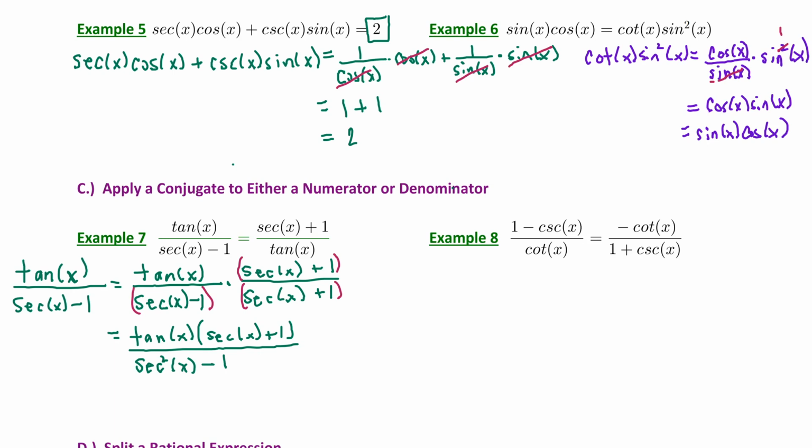Notice in the denominator, we've got the square of a trig function and 1. Thinking about one of our Pythagorean identities, 1 plus tangent squared of x is equal to secant squared of x. Notice in the denominator here, we have secant squared of x minus 1. So if we subtract 1 from both sides of our original Pythagorean identity, we can see that secant squared of x minus 1 is equivalent to tangent squared of x. So I can replace the denominator with tangent squared of x.